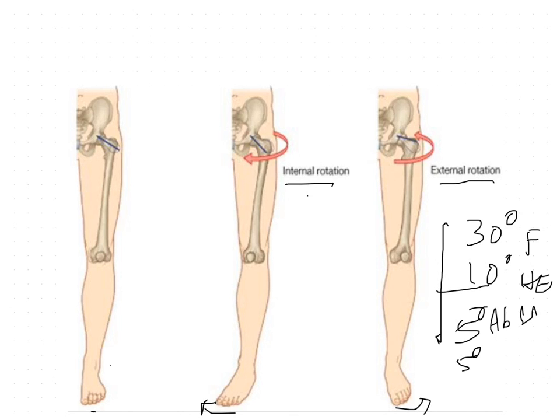In the next session we are going to discuss the other way of studying osteokinematics at the hip joint, that is, the motion of the pelvis at the hip joint.